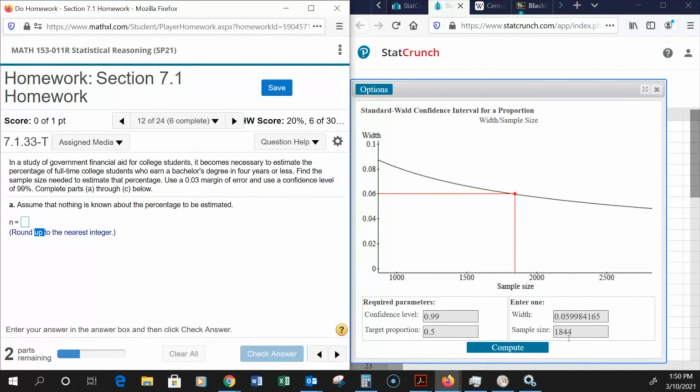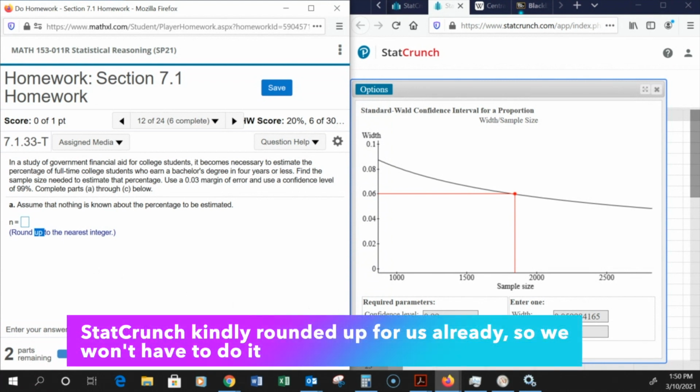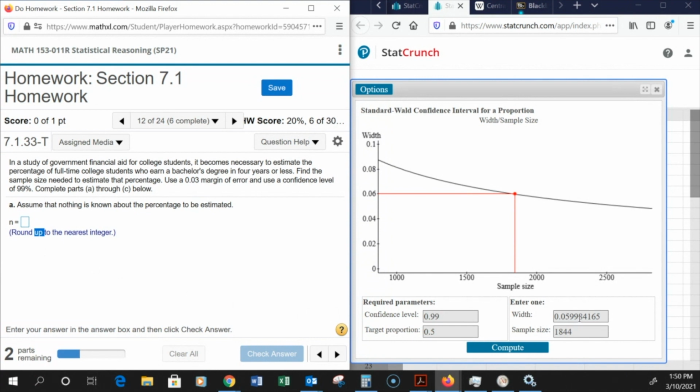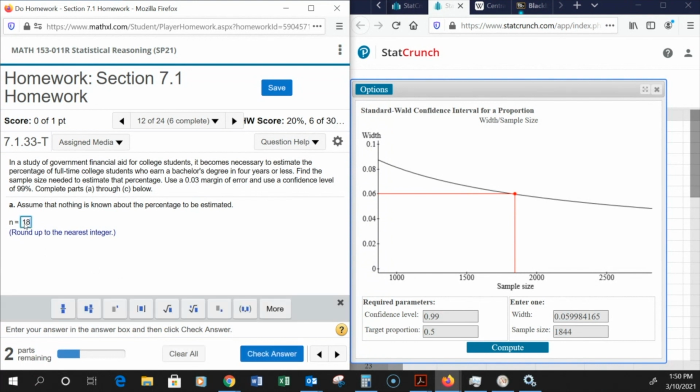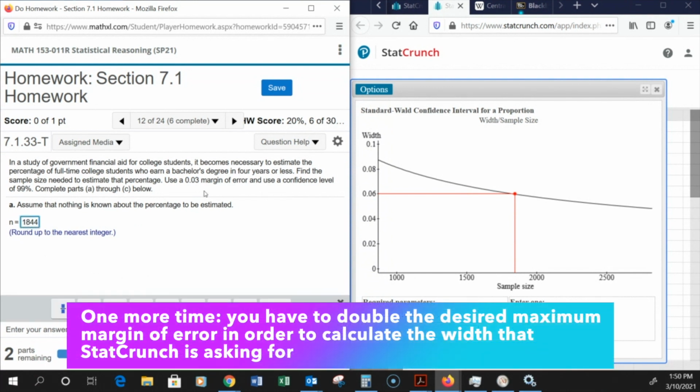If the answer were 1843.1, well, there isn't a 0.1 penguin. There isn't a 0.1 student. So you have to ask a whole student, and that's why this goes up. So they've already rounded up. What that means is we're actually more accurate than they said. We said, well, I need to be within 0.06. And we're actually within 0.05998. It's not much of a difference. There wasn't much rounding going on here. But anyway, there you go, 1844. And you put that in. The only tricky part, as I say, is you have to double the margin of error to find the width.